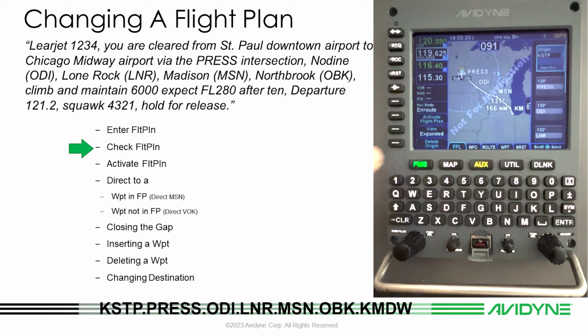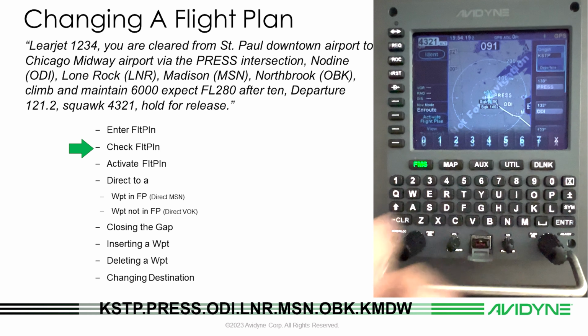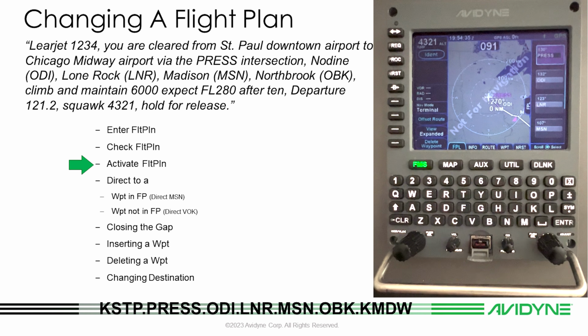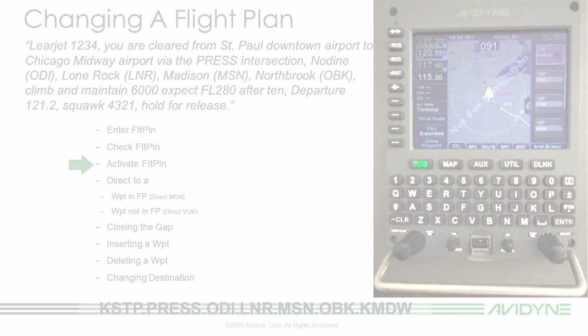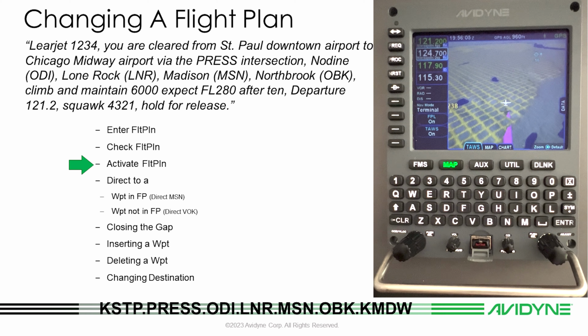We have the optional remote transponder on this demo, so we can push the left knob twice to bring up the transponder window and enter our assigned squawk code and enable altitude mode. Now let's activate our flight plan. We've been cleared for takeoff. As we climb through 1,000 feet, our magenta line appears on the TAWS page.